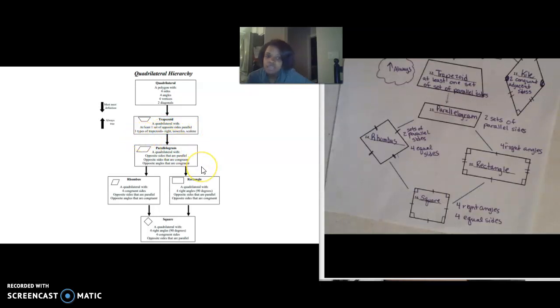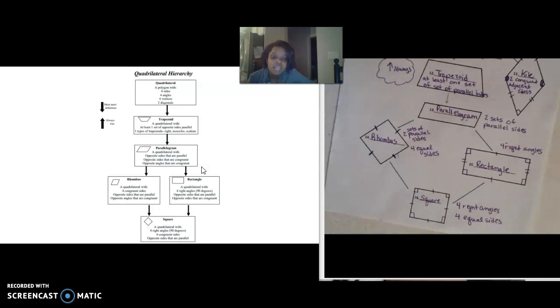There are 3 types of trapezoids. You do not need to know about that. That's a little bit more in depth, but yes, there is a right, isosceles, and a scalene, just like triangles. Why is that? Because a quadrilateral is literally 2 triangles put together. Every single quadrilateral is literally 2 triangles put together, okay?